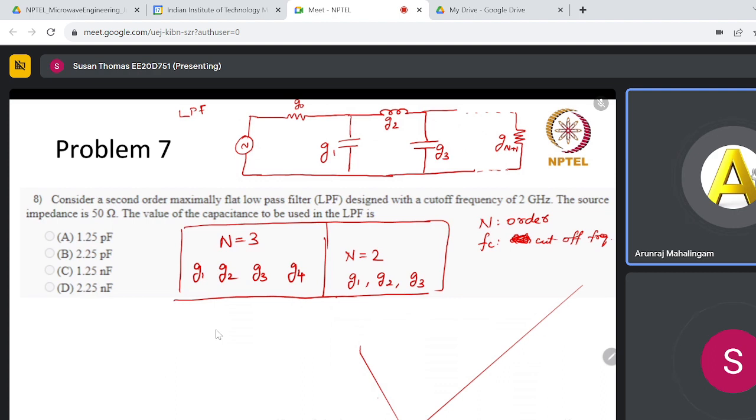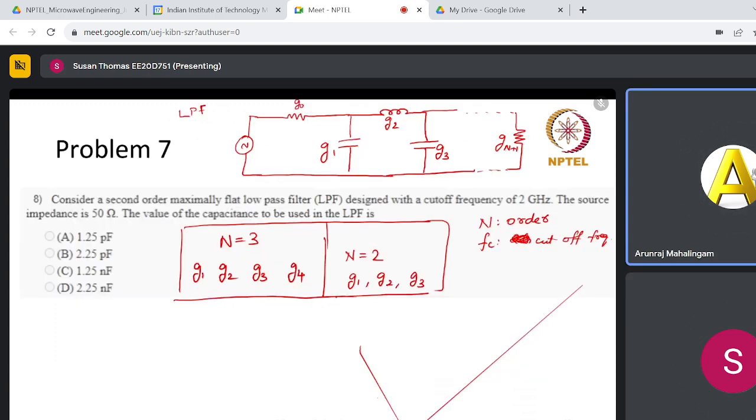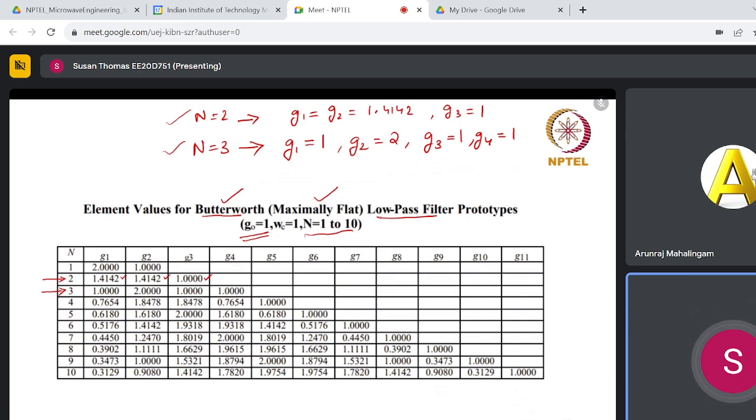Madam, we have to remember those values, n equal to 2 and n equal to 3, that is G1, G2 values? You don't have to remember these values. This table will be given to you for the examination. Okay, madam. Or maybe directly the value of G1, G2 will be given to you as information in the question. Okay, madam.